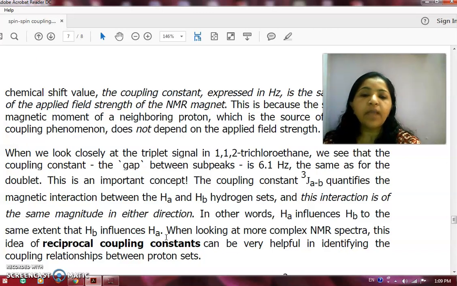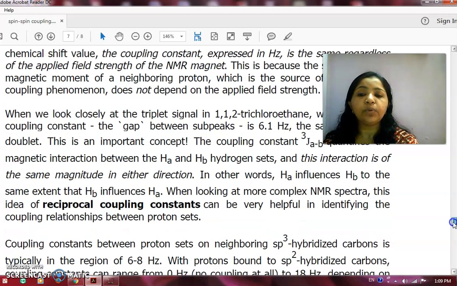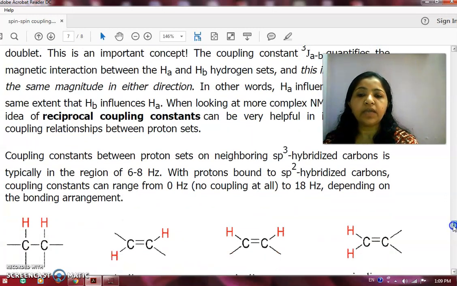Okay, when looking at more complex NMR spectra, this idea of reciprocal coupling constant can be very helpful in identifying the coupling relationship between the proton sets. So that was what I was discussing.